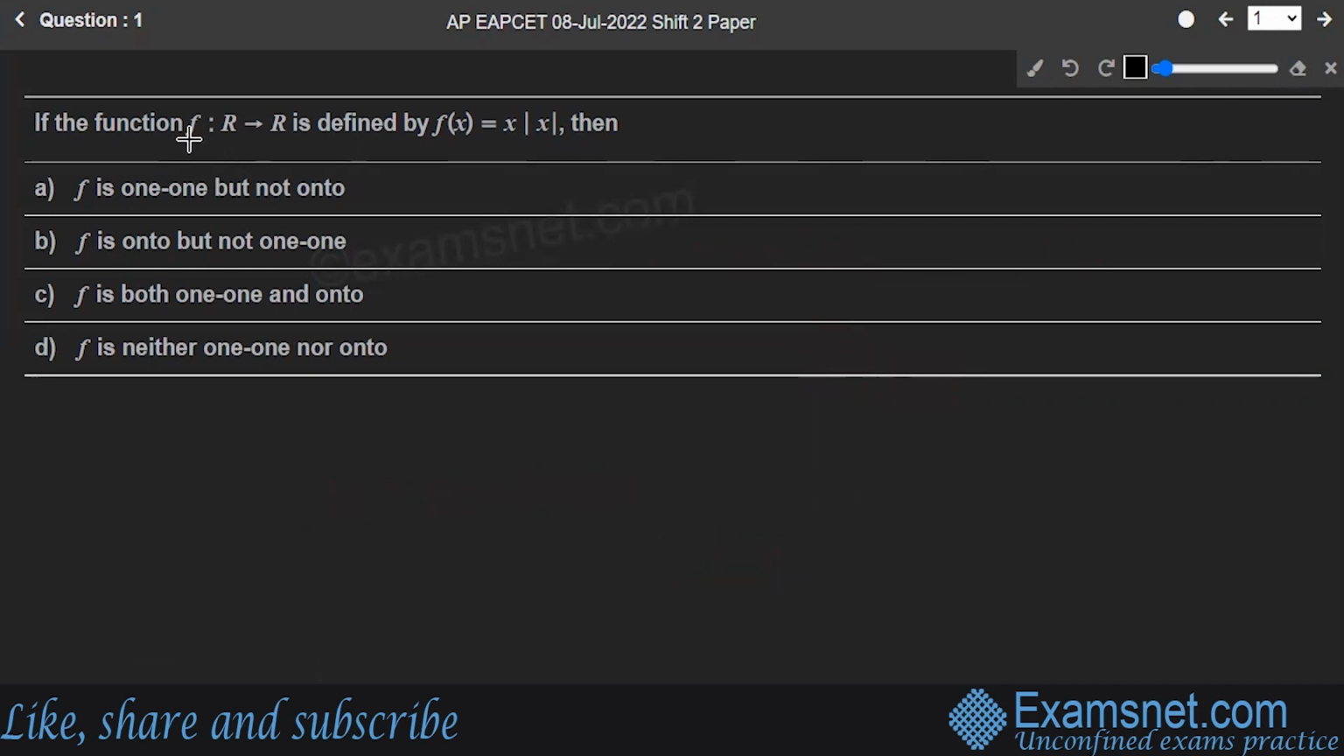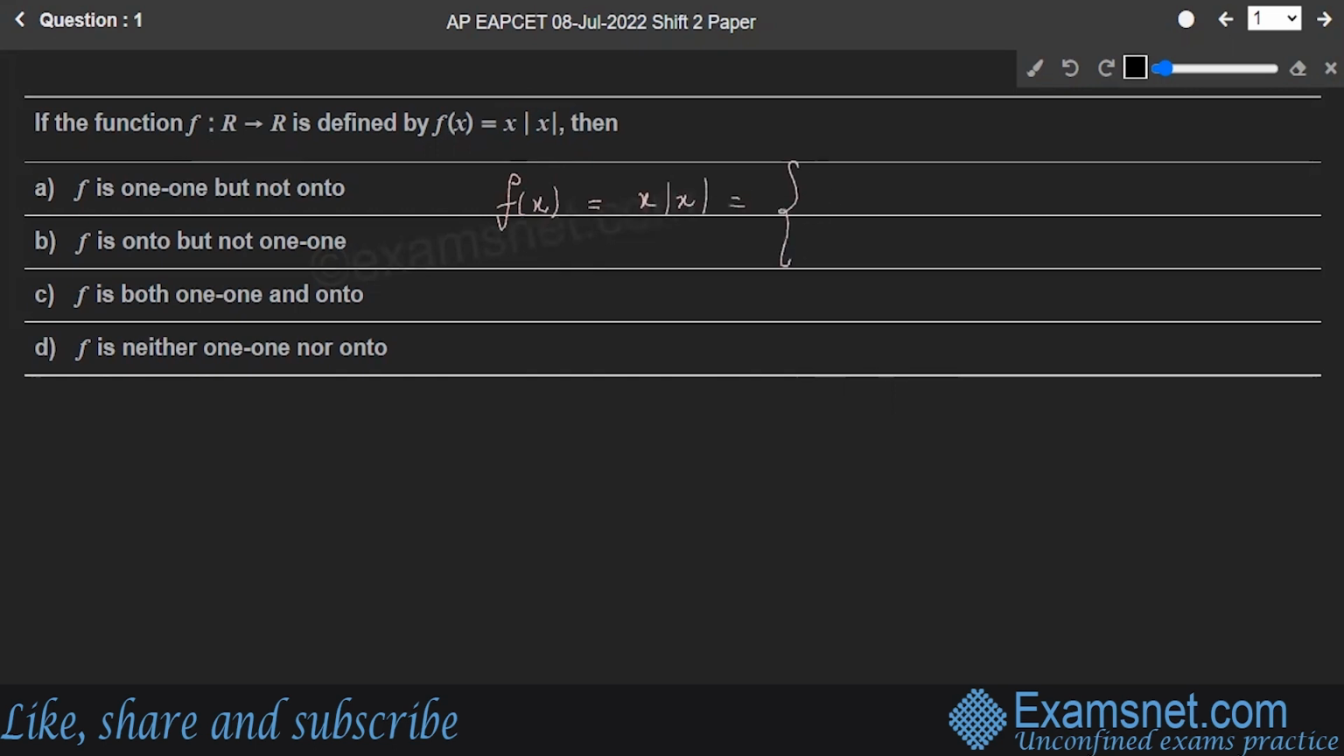It says if there is a function f from real numbers to real numbers, defined by f(x) equal to x into mod of x. Then we are having only one problem, and that is this mod of x over here. Let's write out the function. We have f(x) is equal to x into mod of x.